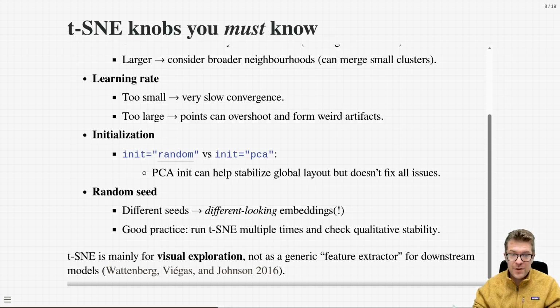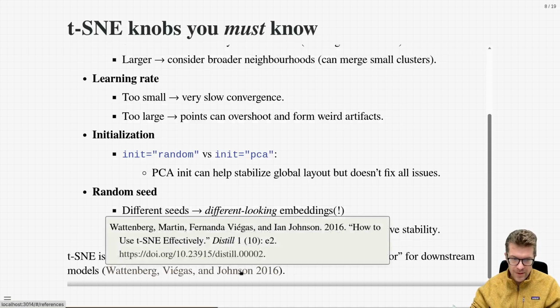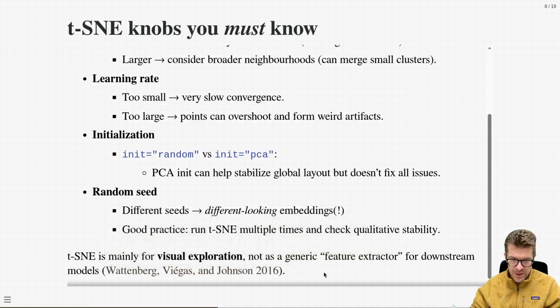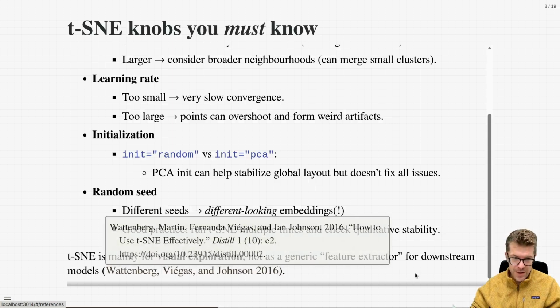So t-SNE is good for visual exploration. It's a good way to do some sanity checking to make sure you're not doing crazy things, but it's not a feature extractor and it's not a very good way of explaining a model. This is described a little bit in this paper, for example, how to use t-SNE effectively.